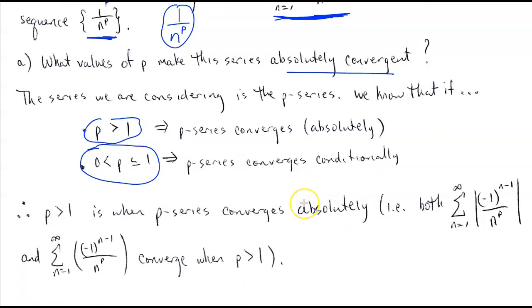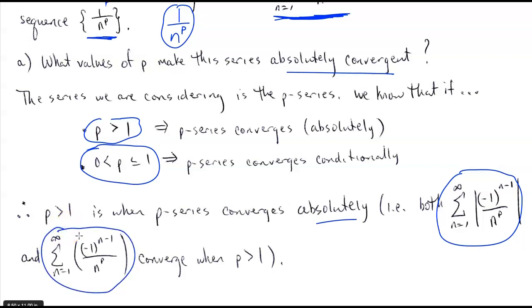All right, so here we know that when P is equal to 1 is when the series converges absolutely. So that means that both this series, if we strip out all the negative terms in every other term, and this series, the one where we have the negatives in every other term, will both converge. Okay, so that's what it means by absolute convergence.